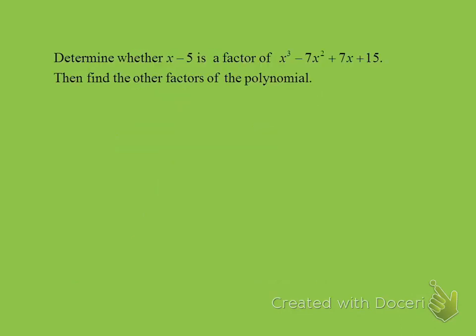I see a lot of pencils moving, so here's your question type for these. Determine whether x minus 5 is a factor of x cubed minus 7x squared plus 7x plus 15. Then find the other factors of the polynomial. So you set this up with synthetic division. The binomial is x minus 5. We go back to switching our signs, which means in our box is going to go 5. You line up your coefficients: 1, negative 7, positive 7, and 15.